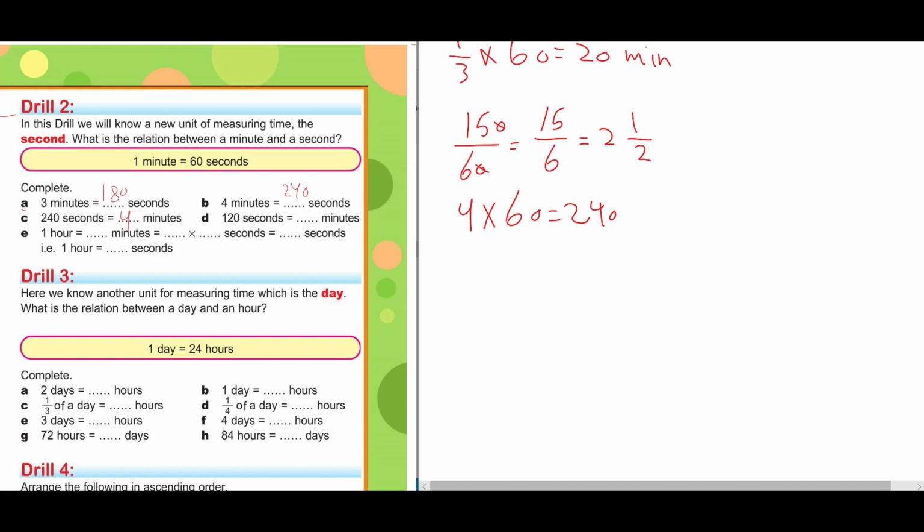120 seconds equals how many minutes? 1 minute equals 60 seconds. 60 plus 60 equals 120. That means 120 seconds equals 2 minutes. 1 hour equals how many minutes? Equals 60 minutes. Equals what times what seconds? 60 times 60 equals 3,600 seconds. So 1 hour equals 3,600 seconds.